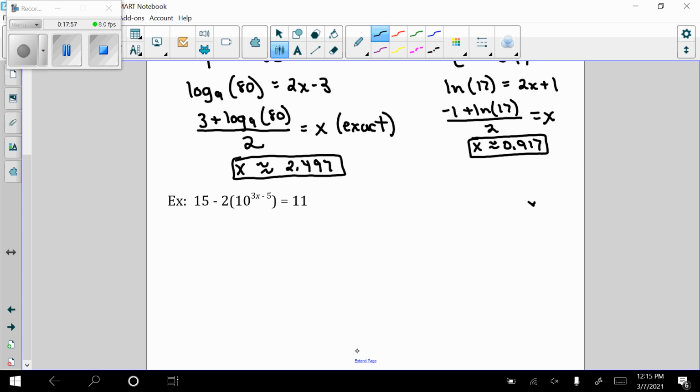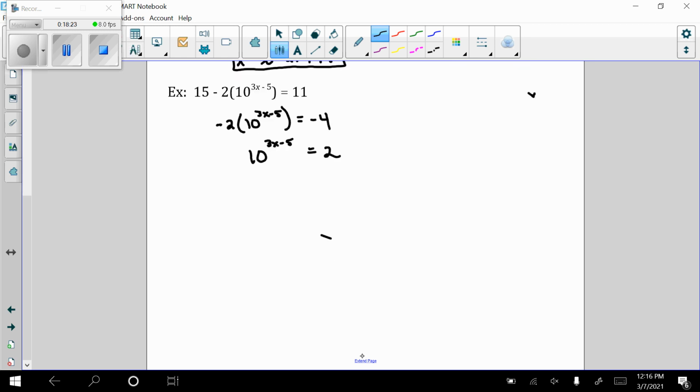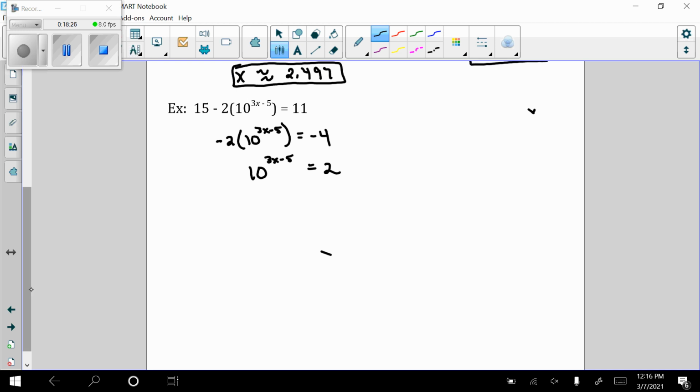All right, so this one I have to isolate my 10 to the 3x minus 5. So I'm going to subtract 15 and get -4. I'm going to divide by -2. And I get 10 to the 3x minus 5 equals 2. So now that I have that isolated, I'm going to change to a logarithm. This is going to be my common log, log base 10, so I don't need to put that base 10 in there. So I just get log base 10 of 2 equals 3x minus 5.